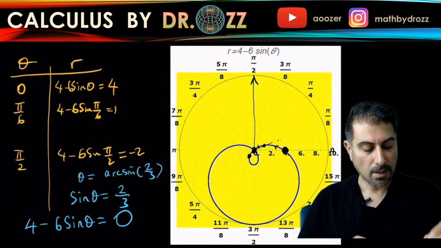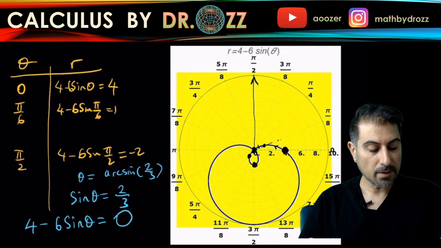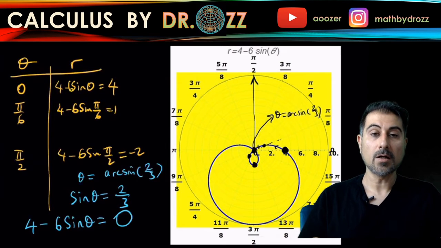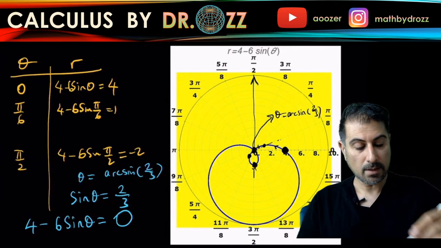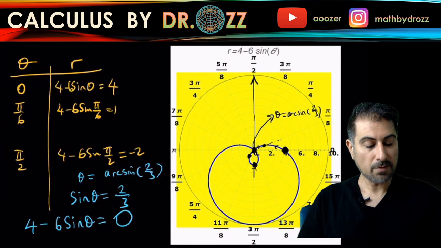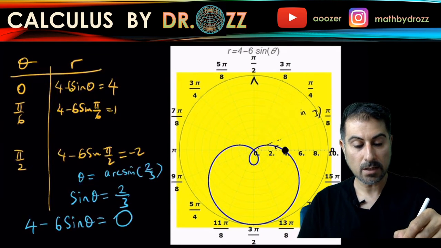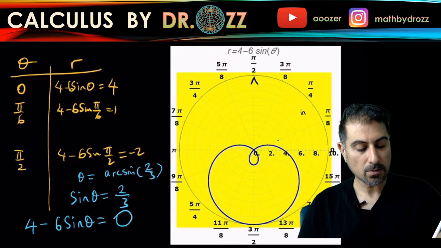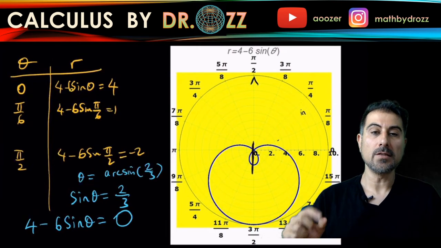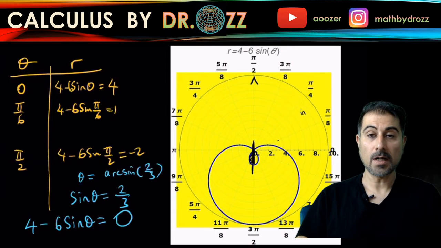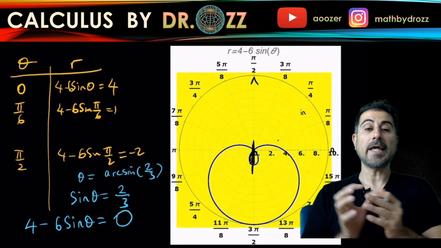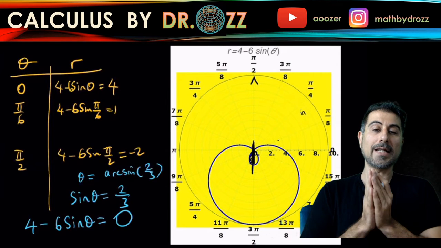So essentially, this point corresponds to theta equals arc sine 2 over 3, and this point here corresponds to theta equals pi over 2. So if I want to sweep through half of the inner loop here, I should run theta starting from arc sine 2 over 3 all the way to pi over 2. And if I get the area of the full loop, then I should multiply that area by 2.